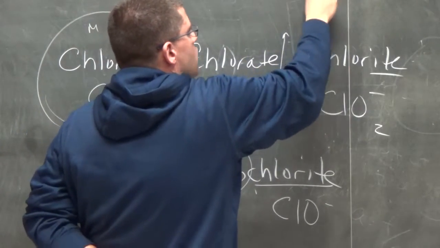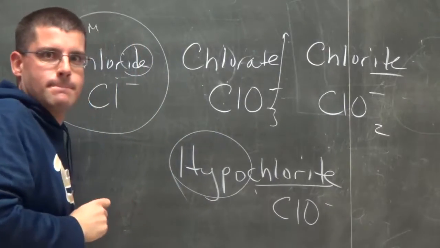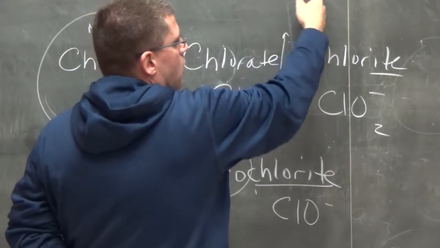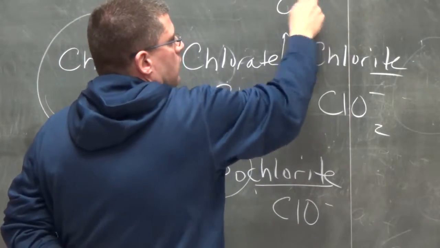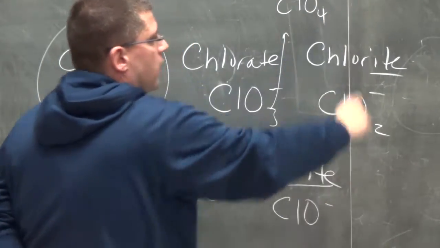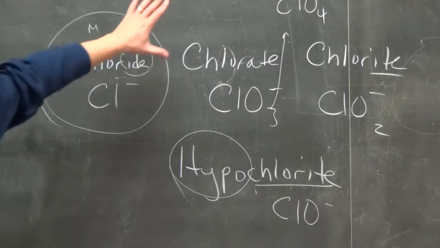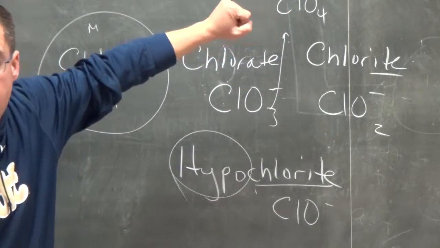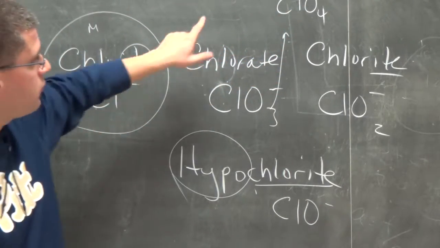Perchlorate. Knew we forgot that one. Chlorate. Per is the most. Done. So here's the chlorine family as ions, or polyatomic ions.